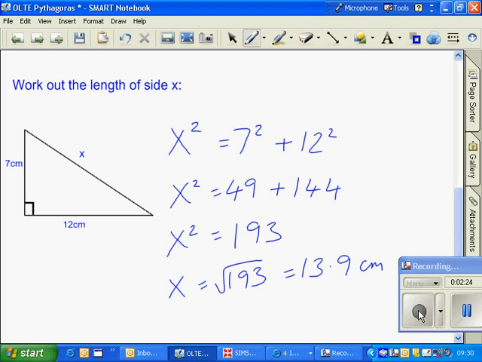If we just look back to the original triangle, the two shorter sides are 7 and 12. Therefore, our hypotenuse must be longer than 12. So therefore, 13.9 centimetres seems like a reasonable answer.